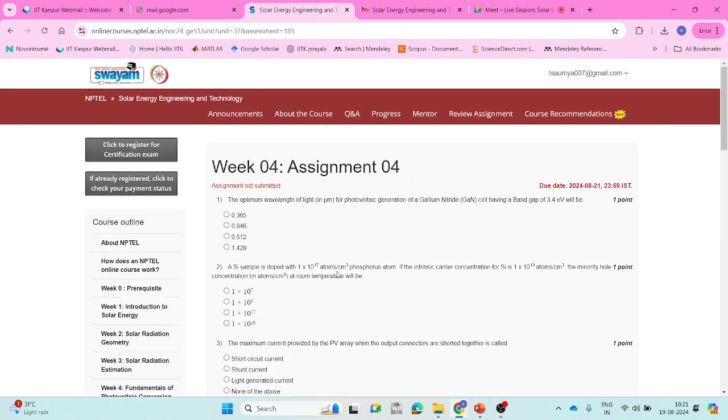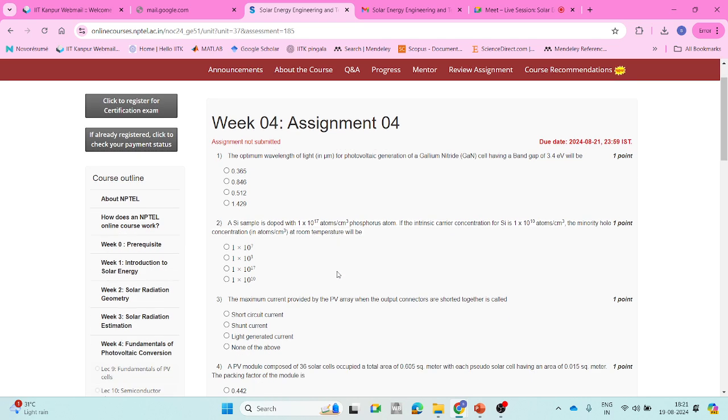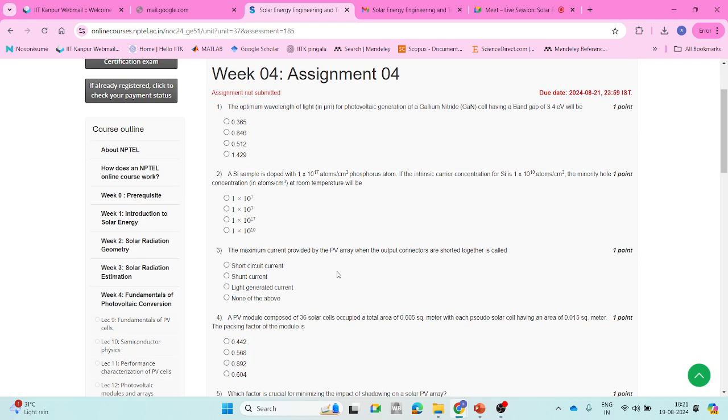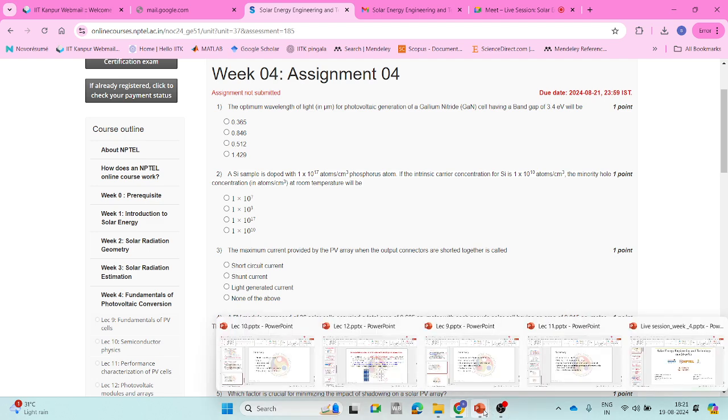So as you can see, the assignment due date is 21st of this August. We'll quickly go through the basics as we usually do in our class, and at the last of the session we'll solve some numerical problems.